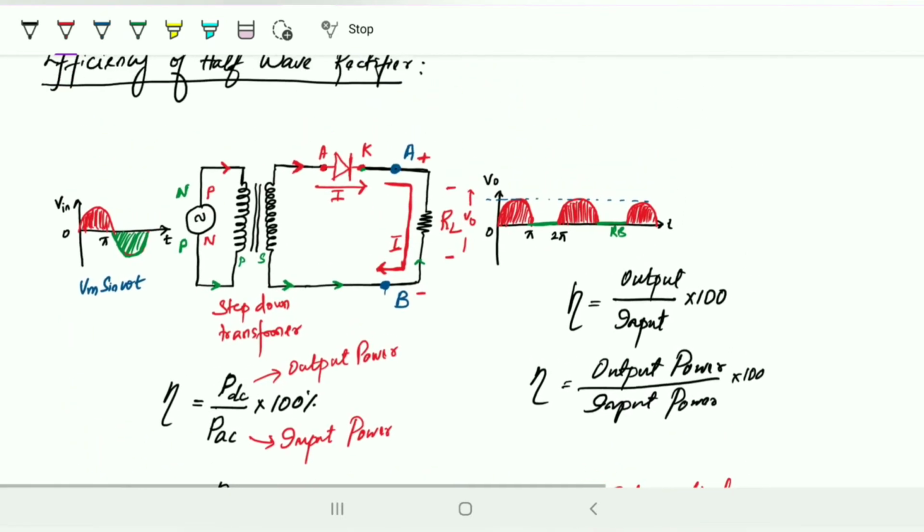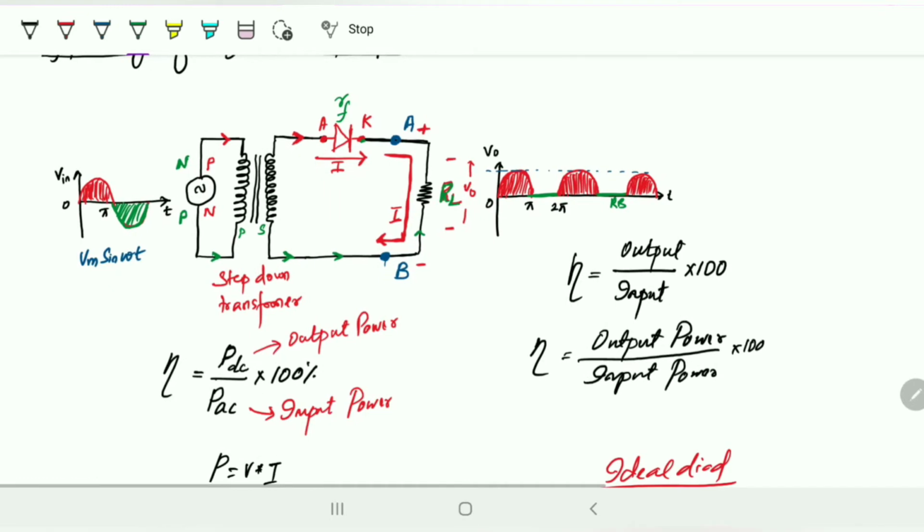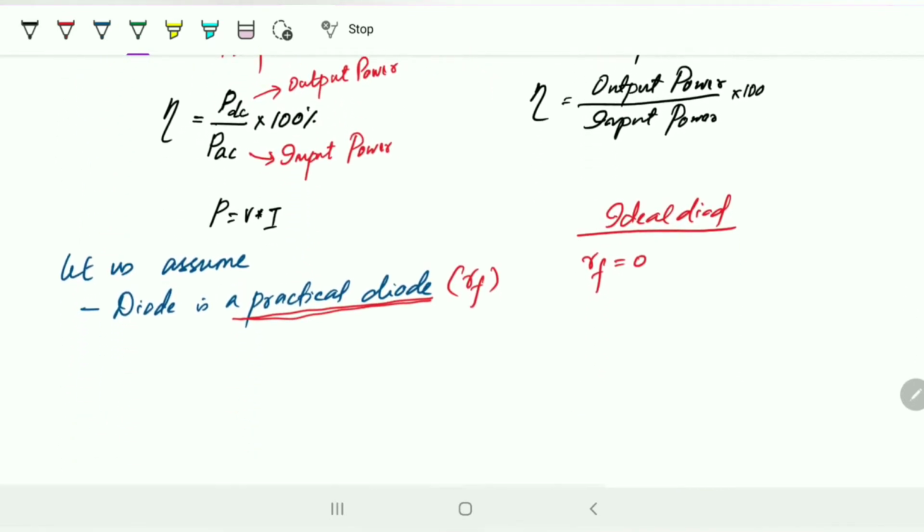So this diode has an internal resistance RF, and the value of RF should be included with the load resistance during the calculation. That's why I have taken it as a practical diode. So we'll understand it in this way. And next, the load resistance, we'll take it as RL. So I'm going to assume these two things.